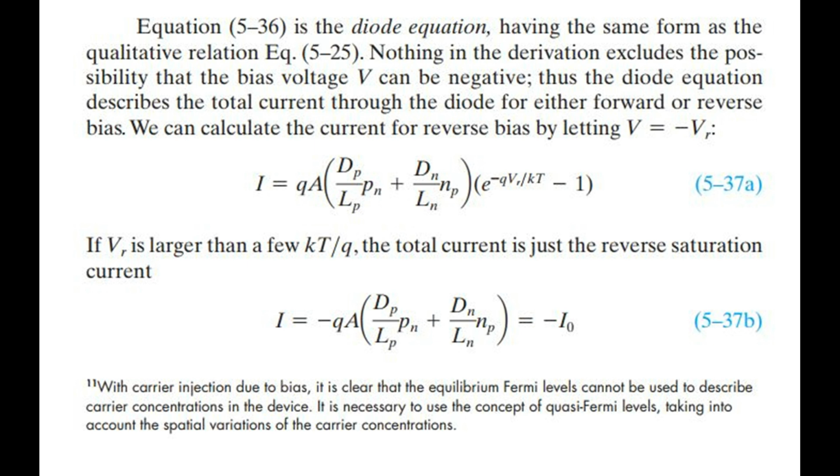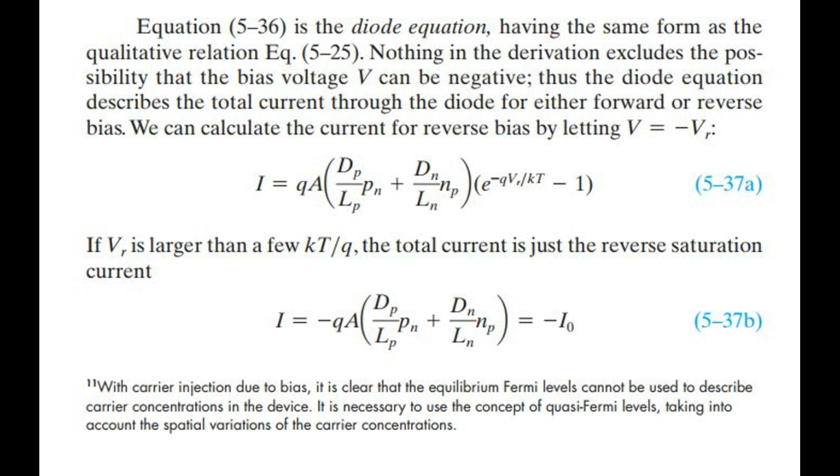Nothing in the derivation excludes the possibility that the bias voltage V can be negative, thus the diode equation describes the total current through the diode for either forward or reverse bias. We can calculate the current for reverse bias by letting V equal minus VR. If VR is larger than a few kT/q, the total current is just the reverse saturation current.